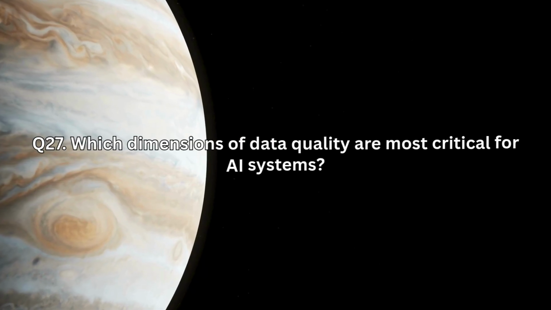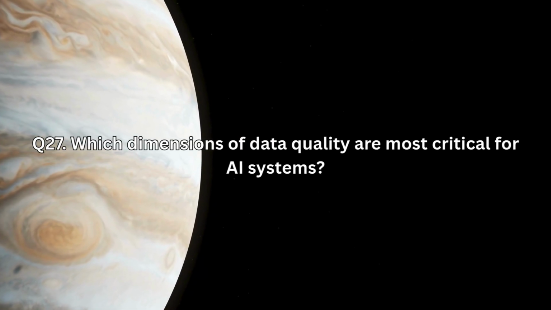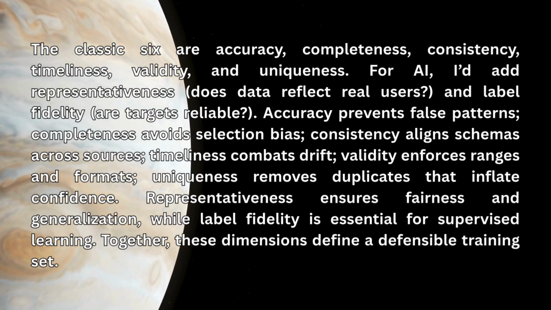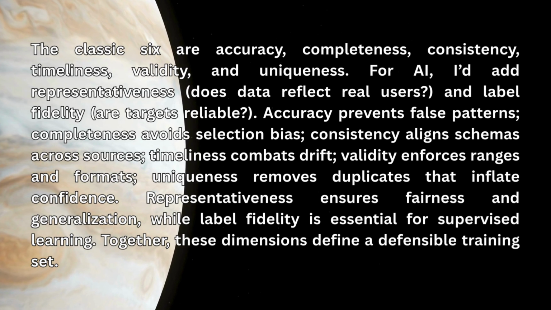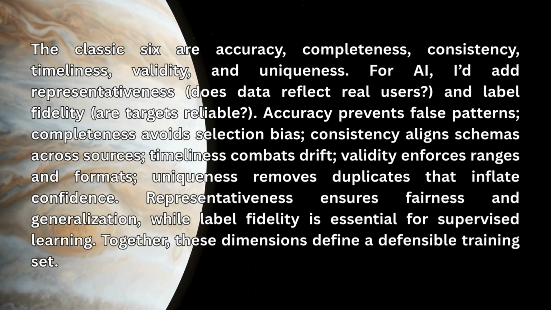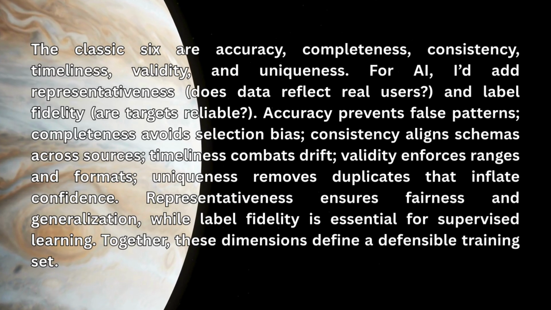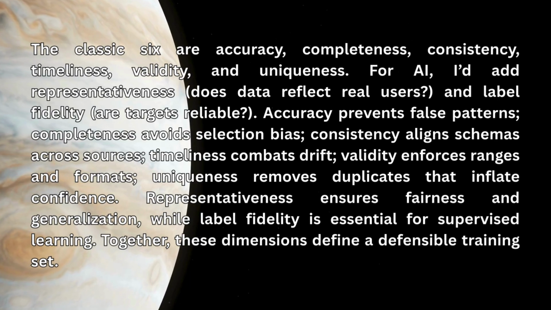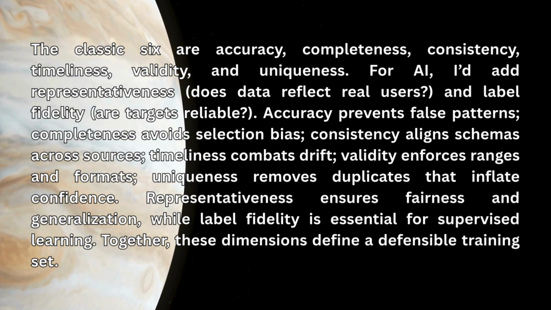Which dimensions of data quality are most critical for AI systems? The classic six are accuracy, completeness, consistency, timeliness, validity, and uniqueness. For AI, I'd add representativeness. Does data reflect real users? And label fidelity. Are targets reliable?